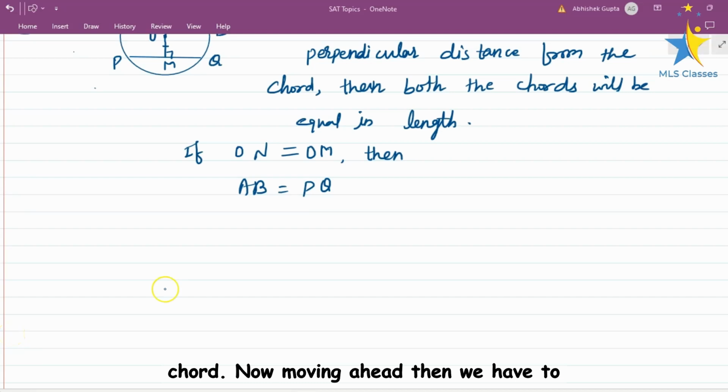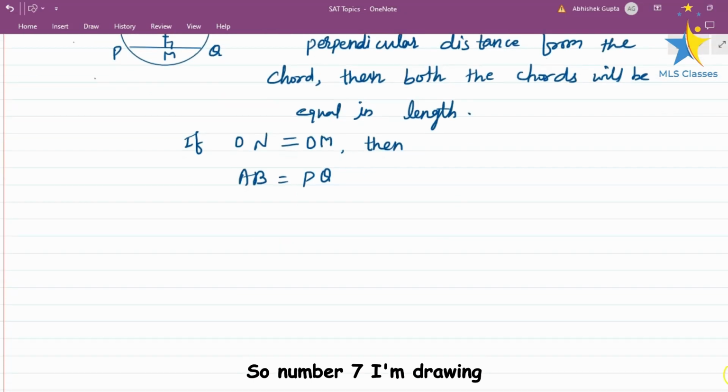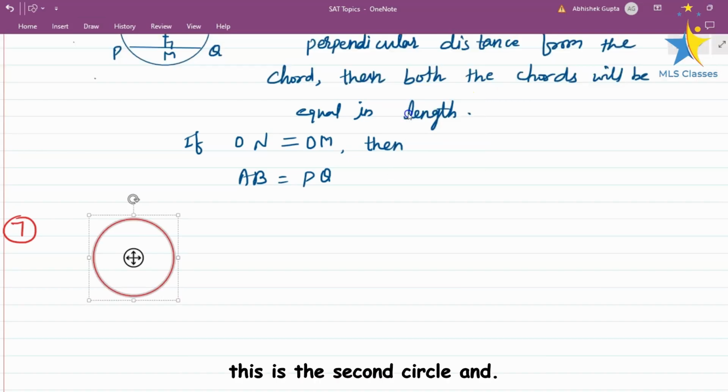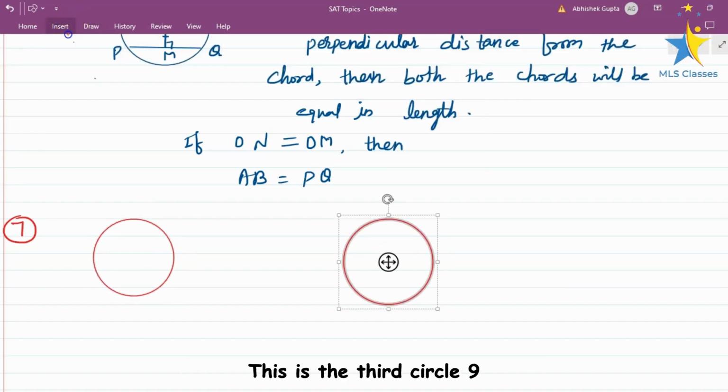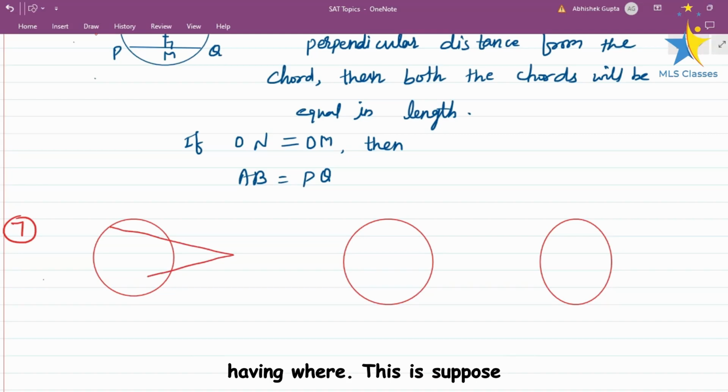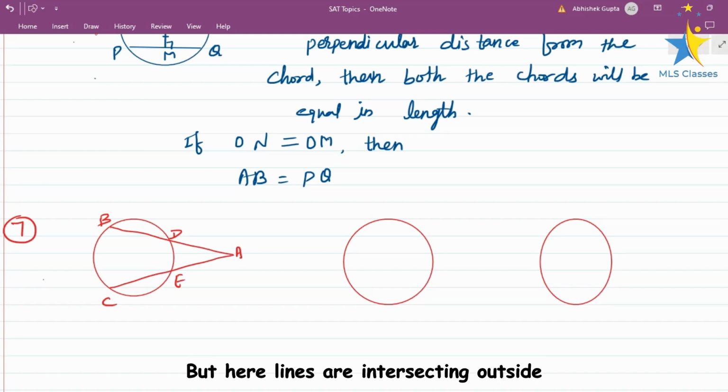Now moving ahead, we have to learn about the tangent secant theorem. So number 7, I am drawing 3 circles now. This is the first circle, this is the second circle, and this is the third circle. In these 3 circles, suppose 2 lines are there, where this is A, B, C, and this is D and E. Similarly, here also we have 2 lines, but here the lines are intersecting outside the circle.